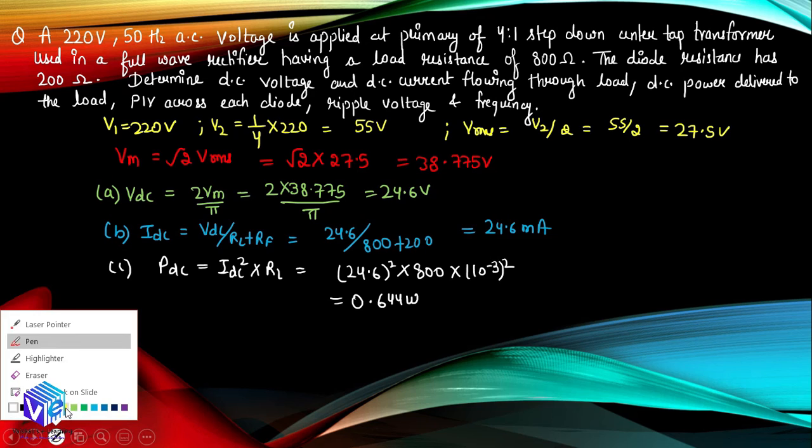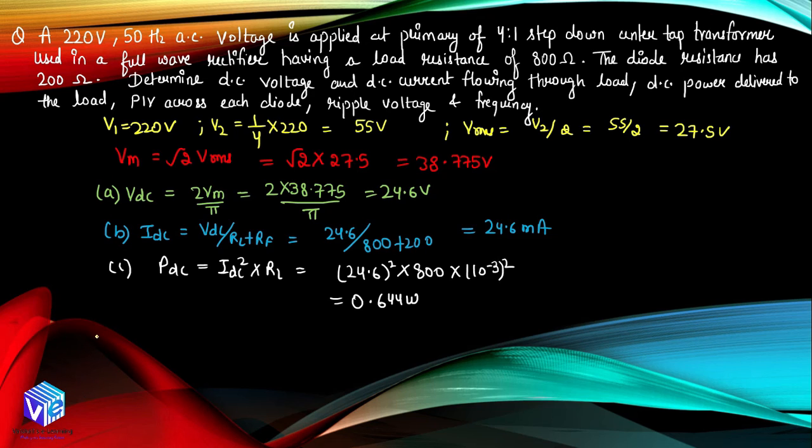Now moving on to the next part, which asks us to find out the peak inverse voltage. So peak inverse voltage will be equal to 2 Vm for this case, right? So it will be equal to 2 into Vm. What is Vm? 38.775. When you calculate it, it will be equal to 77.5 volt.